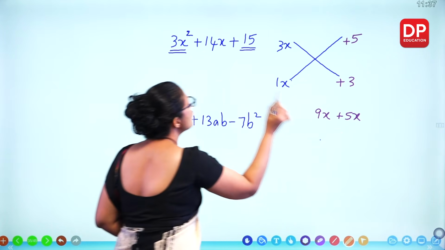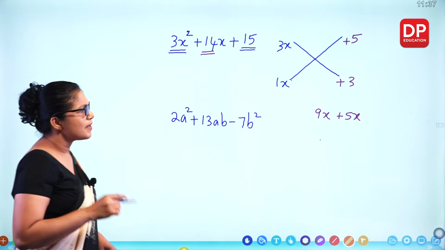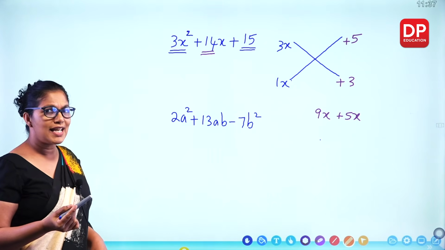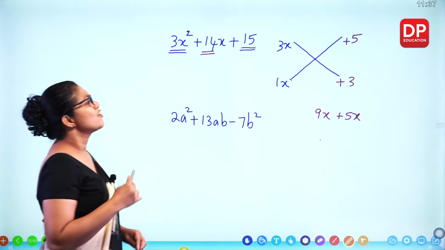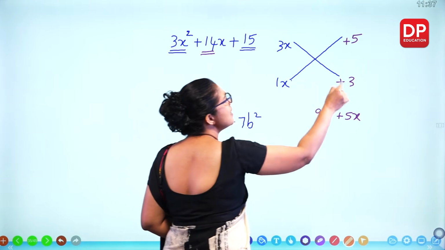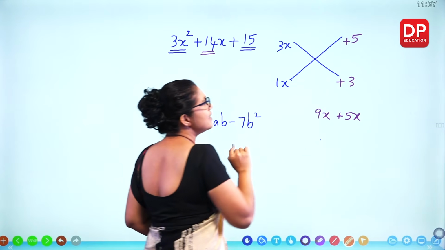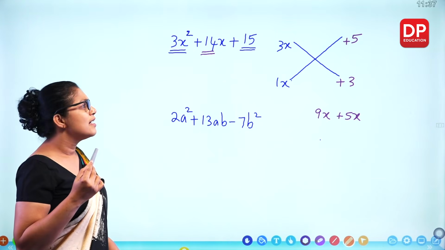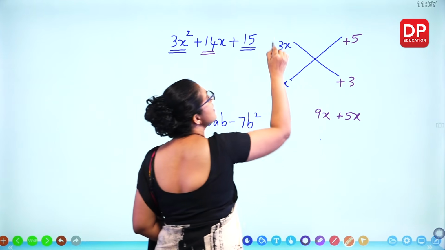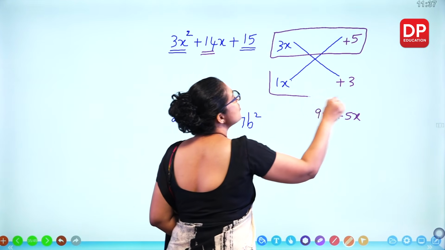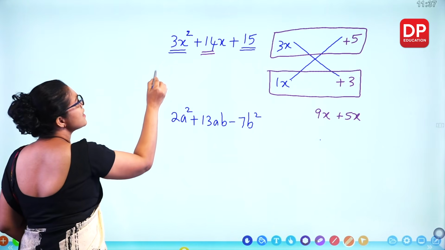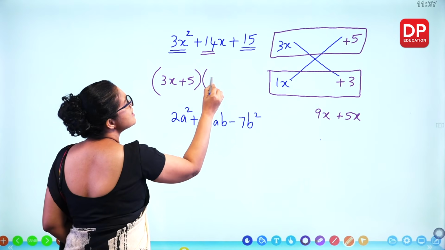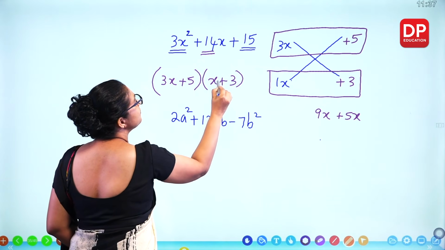When you add these two, you should get the middle term. Now, are you getting the middle term? 9 plus 5, 14. Now you are getting the middle term. So that means these are the proper factors for here and here, plus 5 and plus 3. So how can we write down the factors? We look at it this way. So what are the factors? You get one as 3x plus 5 and the other one as x plus 3.